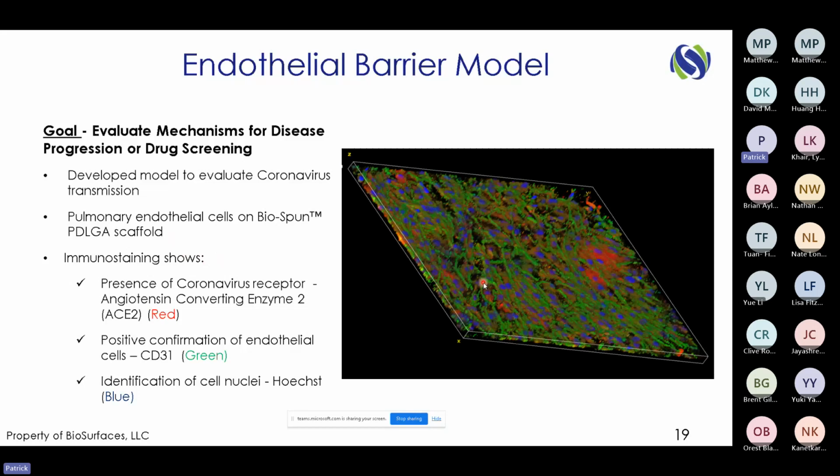The red, we stained for the presence of the ACE2 receptor, which is actually the receptor for COVID-19. The green staining shows the CD31, which is the marker for the endothelial cells. And then, of course, we have the Hoechst dye staining the nuclei.